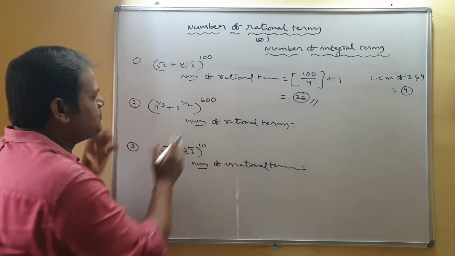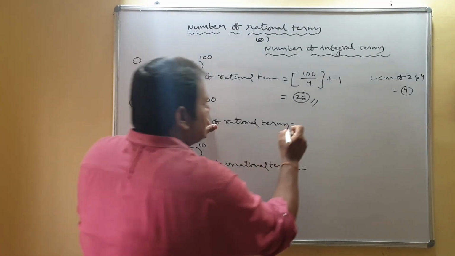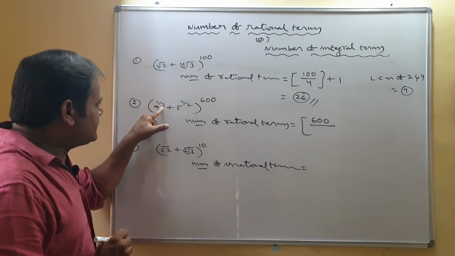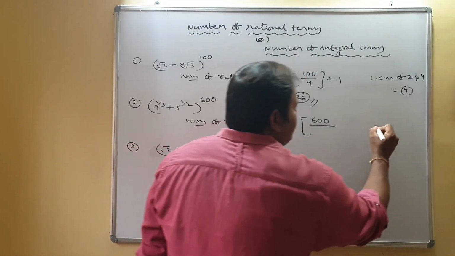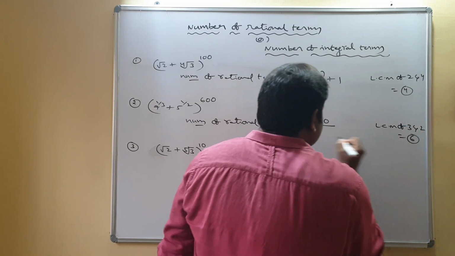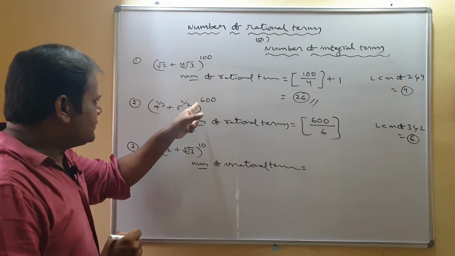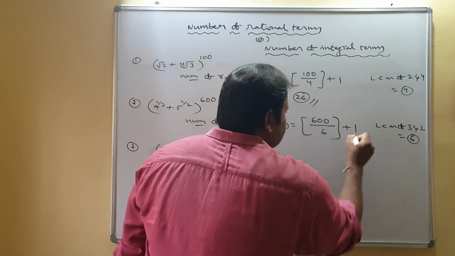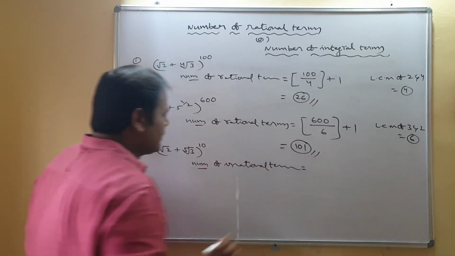Coming to this problem, again they are asking the number of rational terms. What is the n value? 600. So step 600 by, here it is 3 and here it is 2. Cube root, square root. What is the LCM of 3 and 2? That is 6. So you take 6. And is 600 divisible by any one of 3 and 2? Yes. So plus 1. It is 100 plus 1. What is the answer? 101 is the answer.